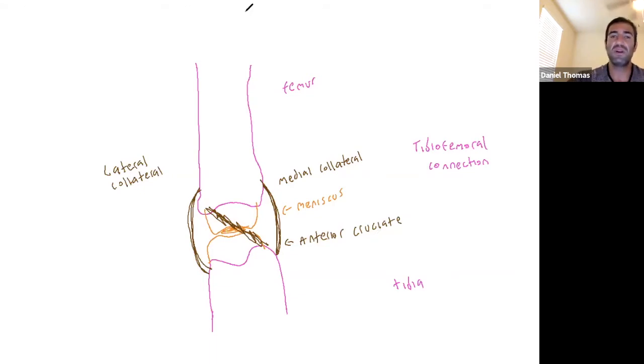Now the next one, this one is very rare to tear, and I'm going to do it in a different color. I'm going to do it in green. And even though it's not going to look like this one's coming from the rear, this one is called the posterior cruciate ligament. So keep that in blue, posterior cruciate ligament.